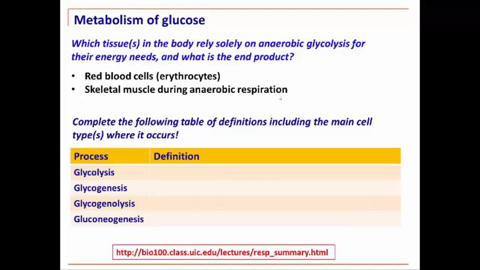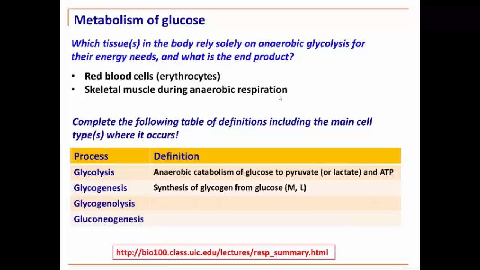So, glycolysis. Glycolysis, remember, takes place in the cytoplasm of all cells, and is the anaerobic catabolism, so breakdown, of glucose to pyruvate, and then on to lactate potentially, producing a small number of ATP molecules, so 2. Glycogenesis is the synthesis of glycogen from glucose. That occurs in skeletal muscle, where we have 400 grams stored, and liver, where we have 100 grams of glycogen stored.